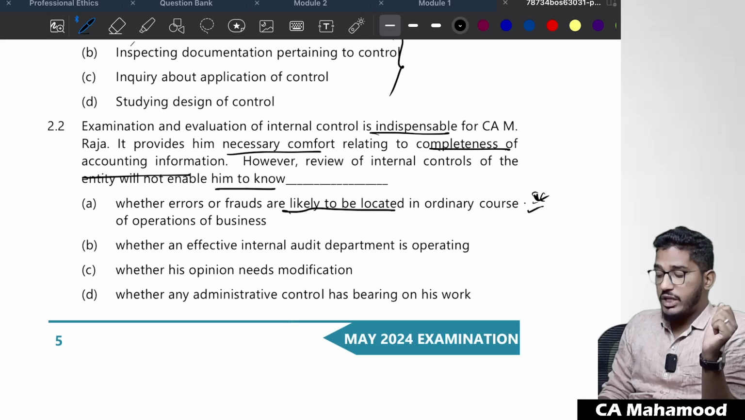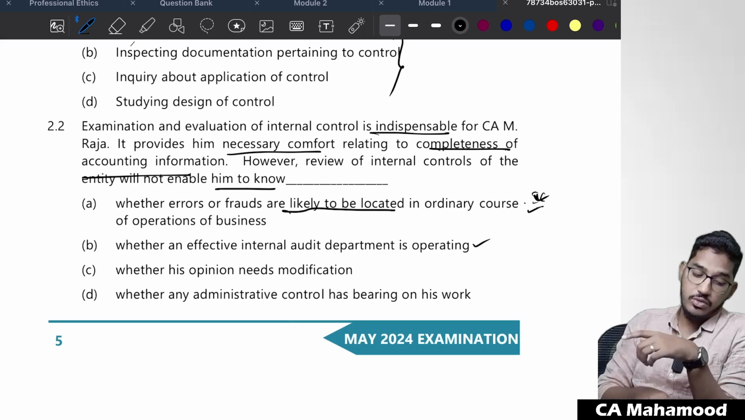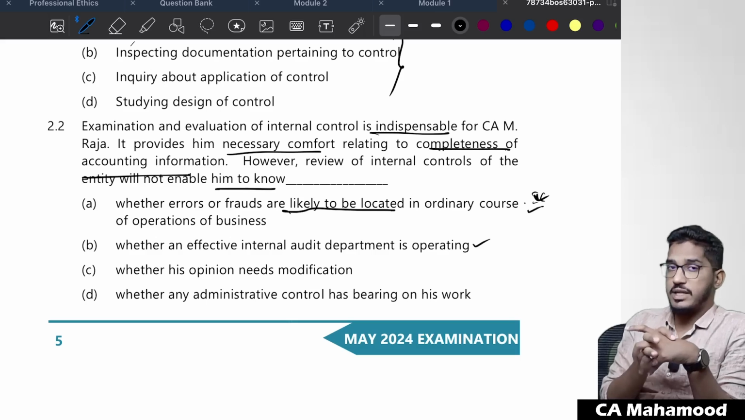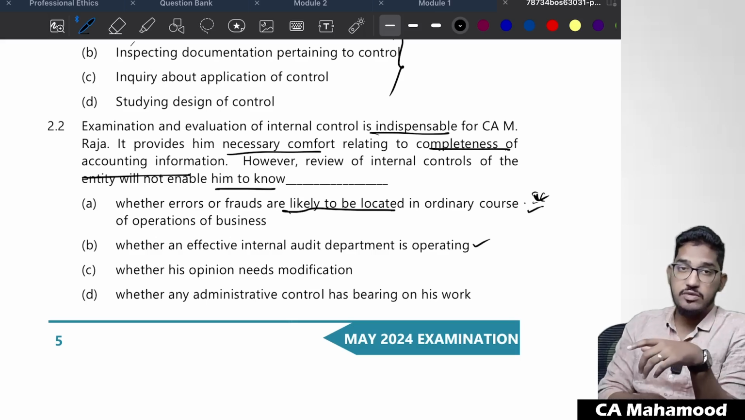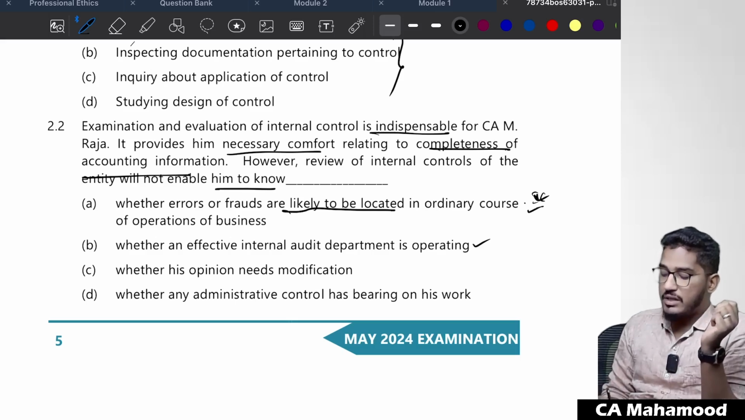Whether an effective internal audit department is operating, yes, this also you will come to know. If we study internal controls, if we come to know that controls are all effective, then we will form a conclusion that yes, in this organization, internal audit department is working effectively. If I come to know that internal controls are not working effectively, but there is an internal audit department in the organization, which clearly indicates that internal auditors are not working effectively, that's why so many weaknesses are there in the internal control system. Next one, whether his opinion needs modification.